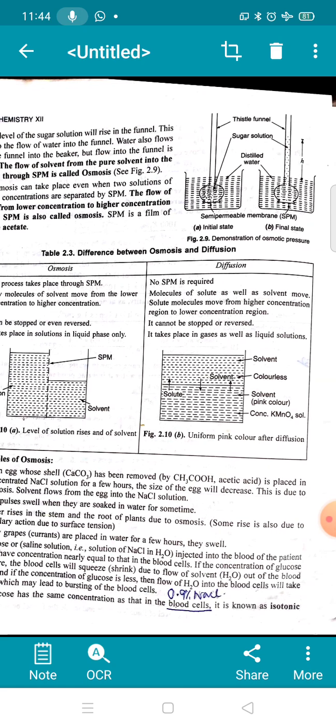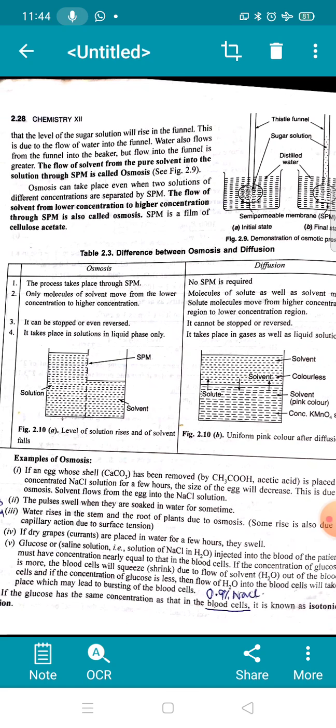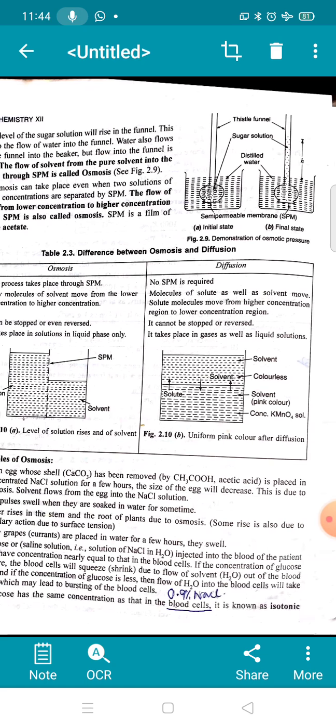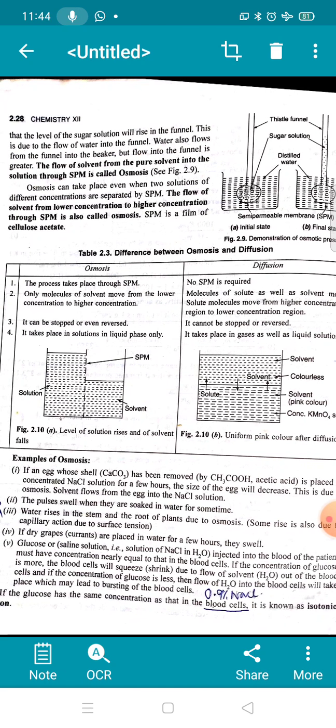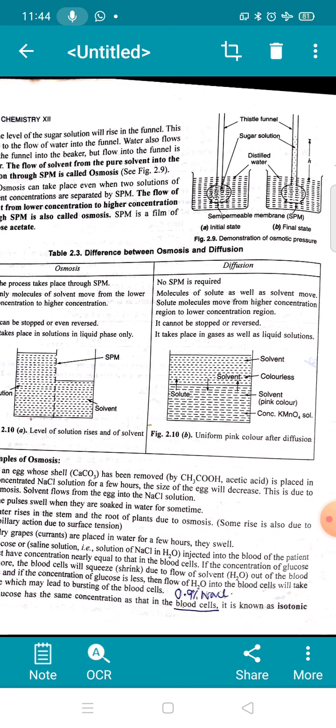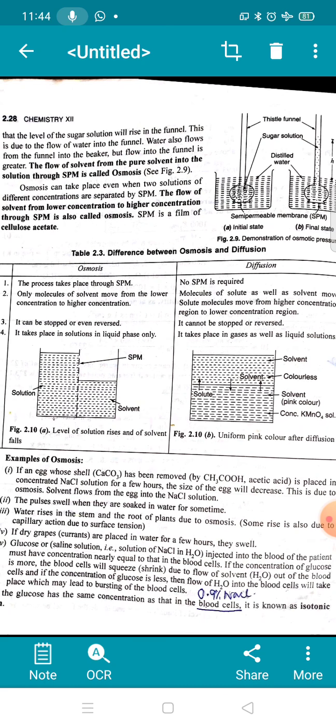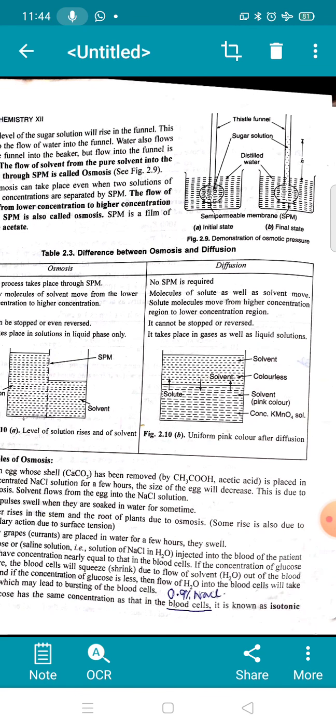If the concentration of glucose is more, the blood cell will squeeze due to flow of solvent out of the blood cells. And if the concentration of glucose is less, then the flow of water into the blood cell will take place, which may lead to the bursting of the blood cell. So either way it is fatal, a patient will die. So special care should be taken in preparing the saline solution or glucose solution which is injected in the blood of the patients.